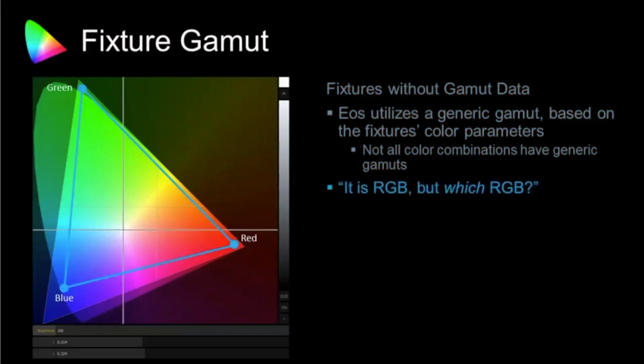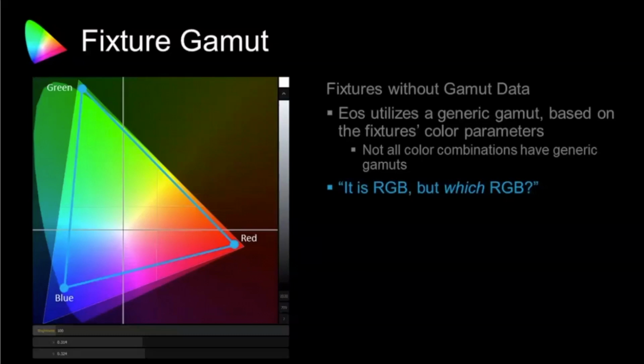Going back to RGB, even if we know it's an RGB fixture, which RGB is it? By their nature, LEDs in particular are narrow band emitters. They emit light in a very narrow set of frequencies. So red is very spiky in the visible spectrum, as are green, blue, etc.